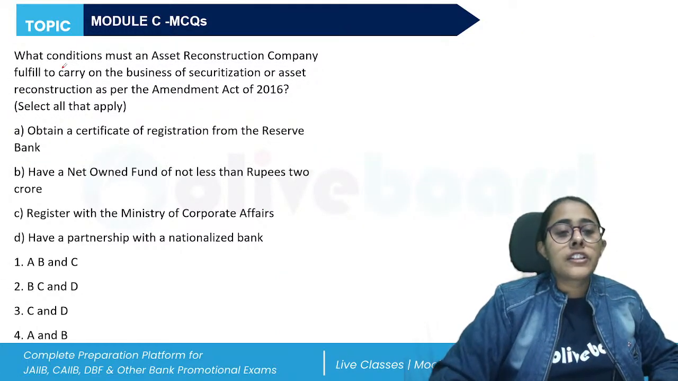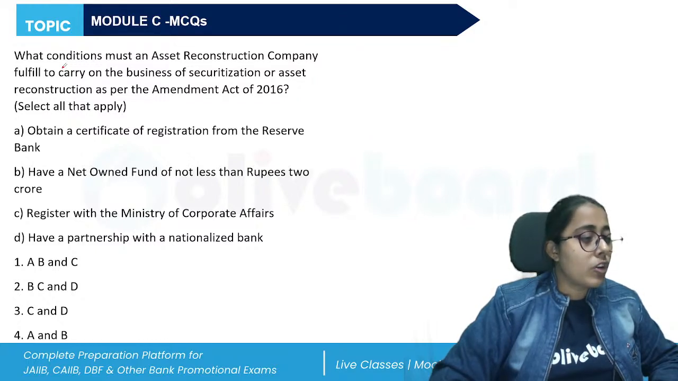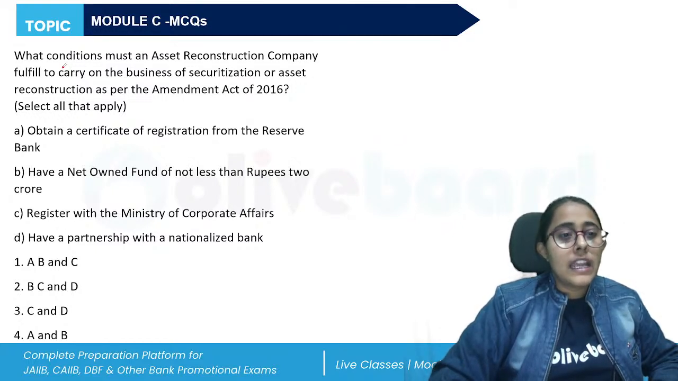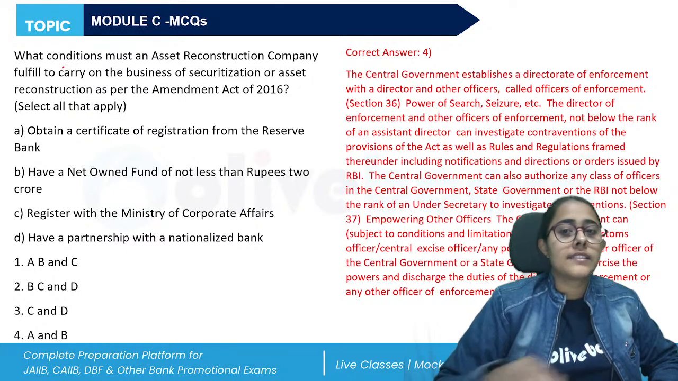Then, what conditions must an ARC fulfill to carry on business of securitization or asset reconstruction as per the amendment? We have already seen that if a company wants to function as an ARC, what are the conditions? Herein, an amendment was made in the Act of 2016. According to that, what conditions have to be met? They need to obtain a certificate of registration from the RBI. They should have a net owned fund of not less than rupees 2 crore, register with the Ministry of Corporate Affairs, have a partnership with the nationalized bank. We have already answered a similar question, so the correct answer is A and B.